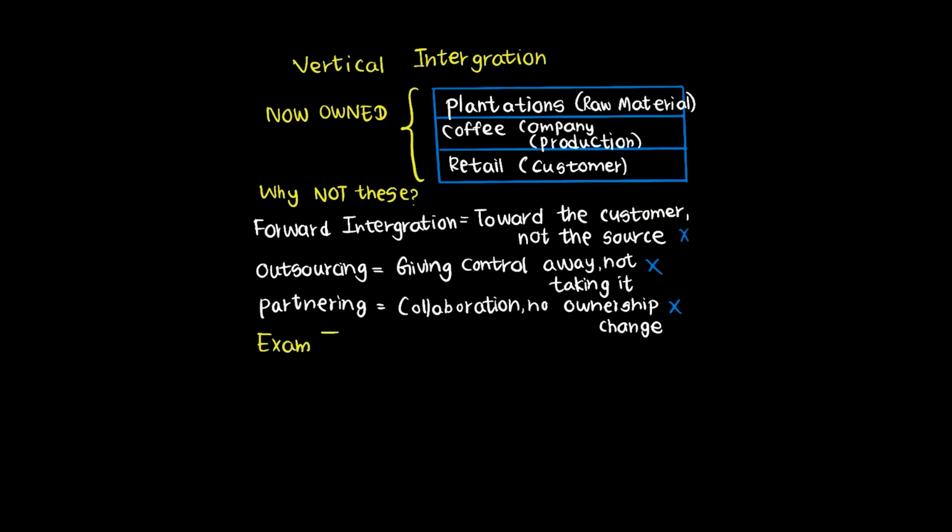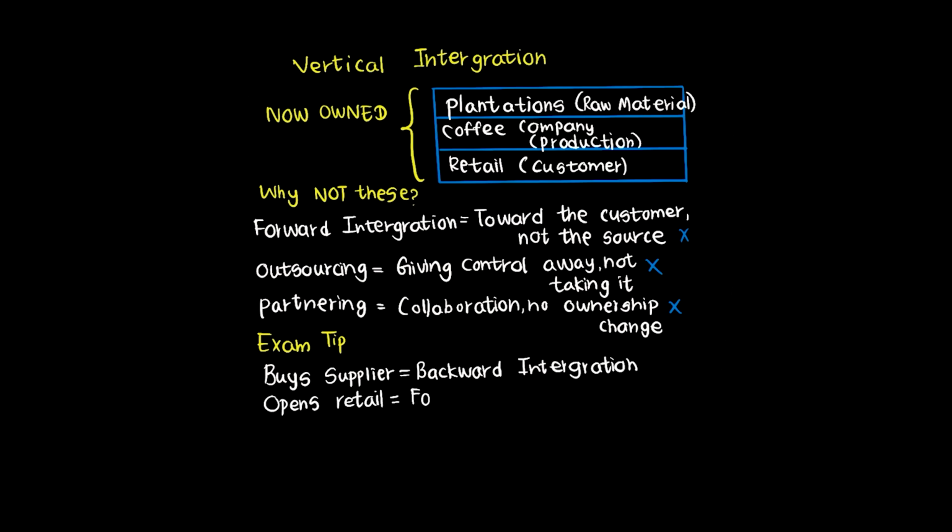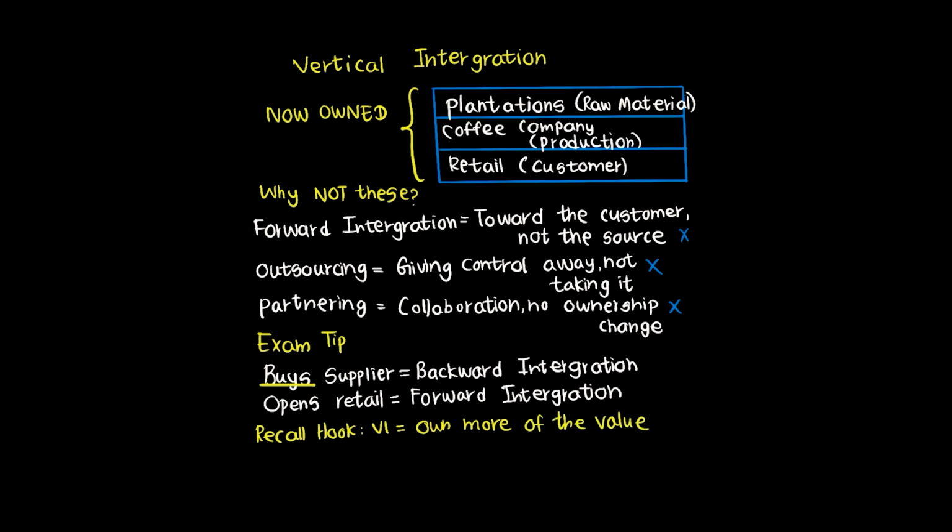Here's a WGU C215 OA exam tip for you. When the question says a company buys or acquires a supplier or a distribution channel, that is vertical integration. Toward the source is backward, toward the customer is forward. Quick recall hook: vertical integration equals owning more of the value chain.